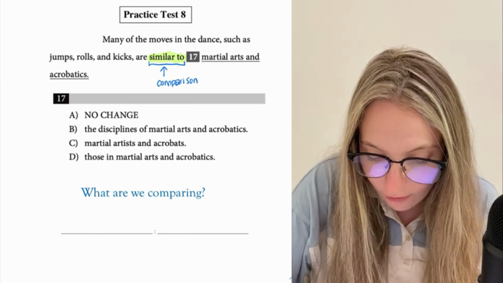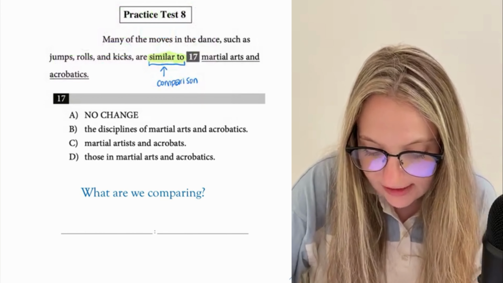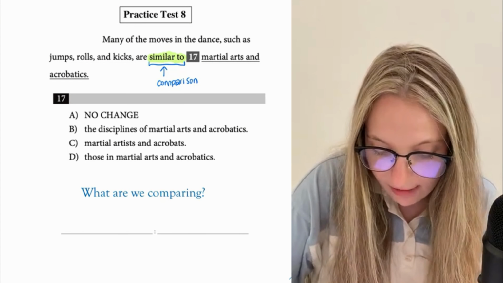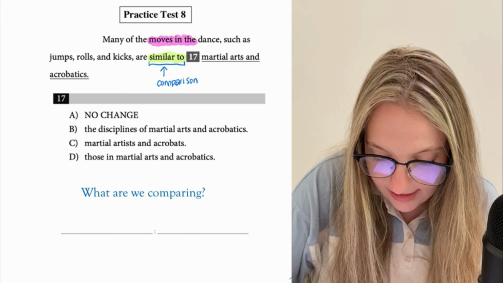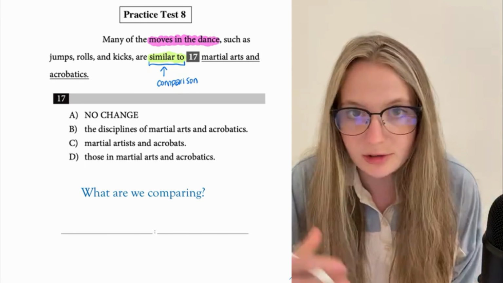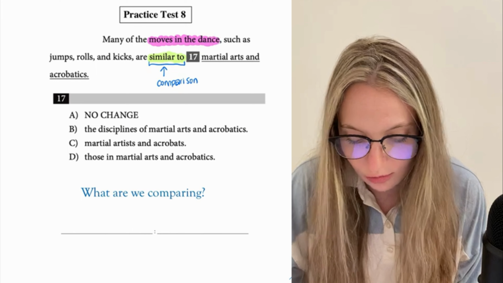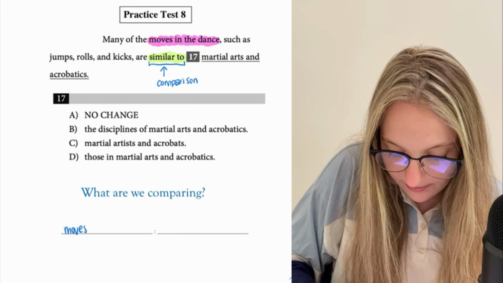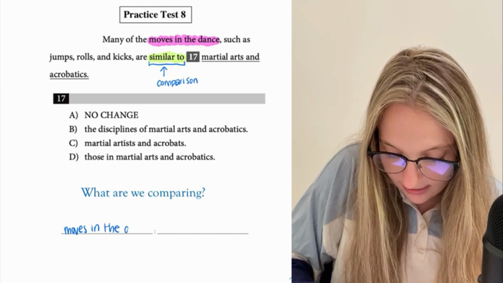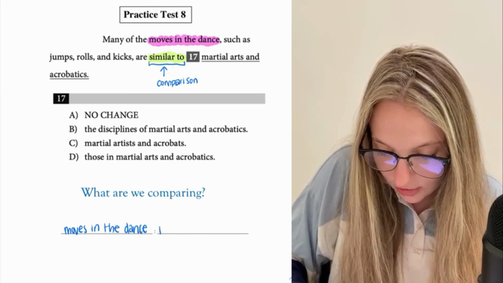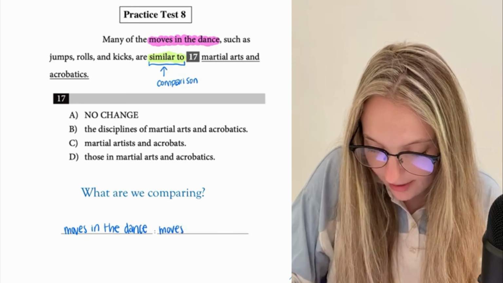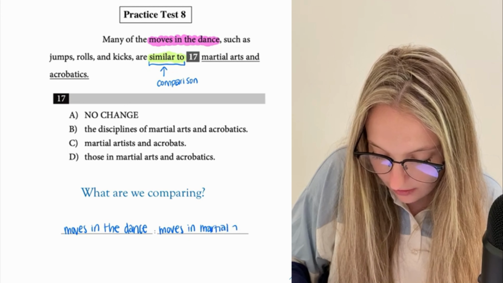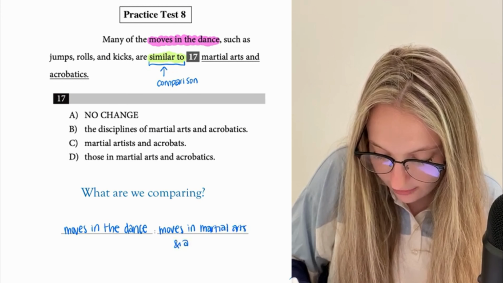Okay, so we want to look for what it is that they're talking about before we see the comparison words "similar to." And we can see it says "many of the moves in the dance," and then they give us some examples, we don't really care about that, "are similar to" something. All right, so what that means then is that we're comparing the moves in the dance. So we need to compare the moves in the dance to the moves in, we can see we're talking about martial arts and acrobatics, to the moves in martial arts and acrobatics.